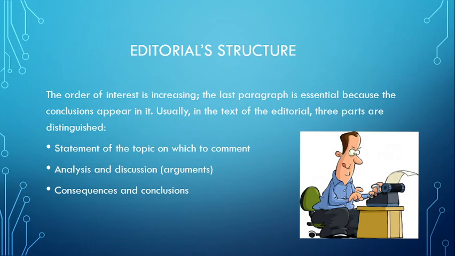Then you would talk about the analysis and discussion. So, your arguments. If you're doing the Meiji newspaper assignment, you would talk about the change, and then you would decide if it was a good or a bad thing, and then give one or two or three reasons why the change is either a good thing or a bad thing. And then finally, you talk about the consequences and the conclusions. You would talk about what might happen if things don't change, or how the future is going to be great because of the changes.